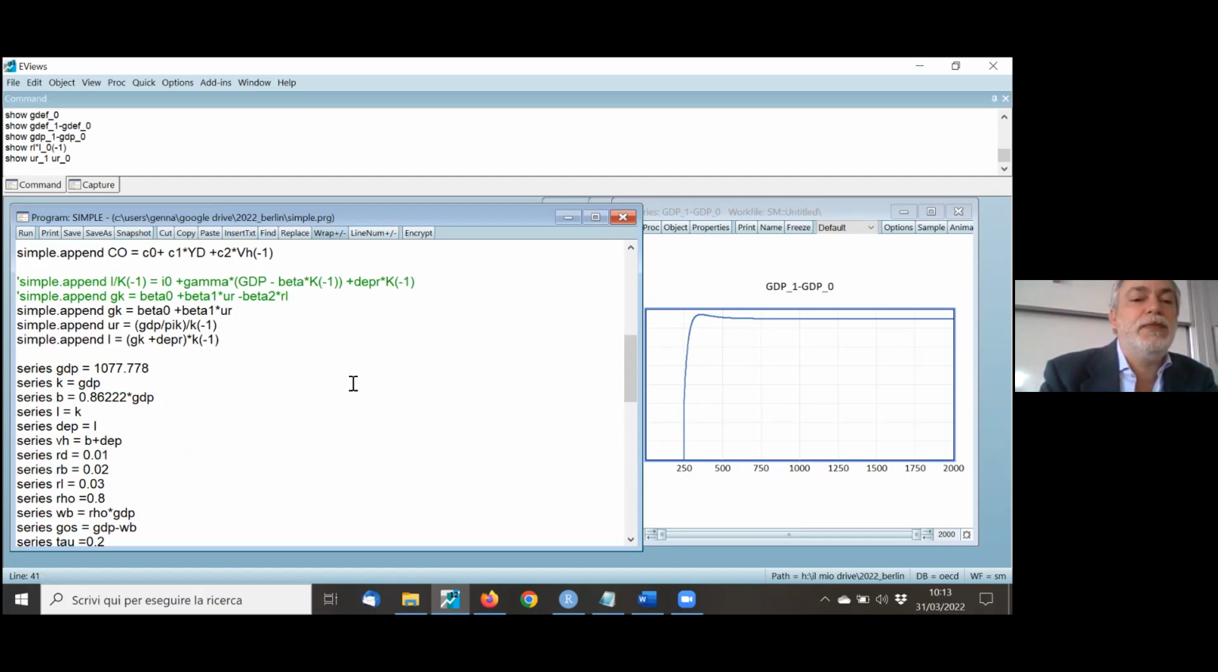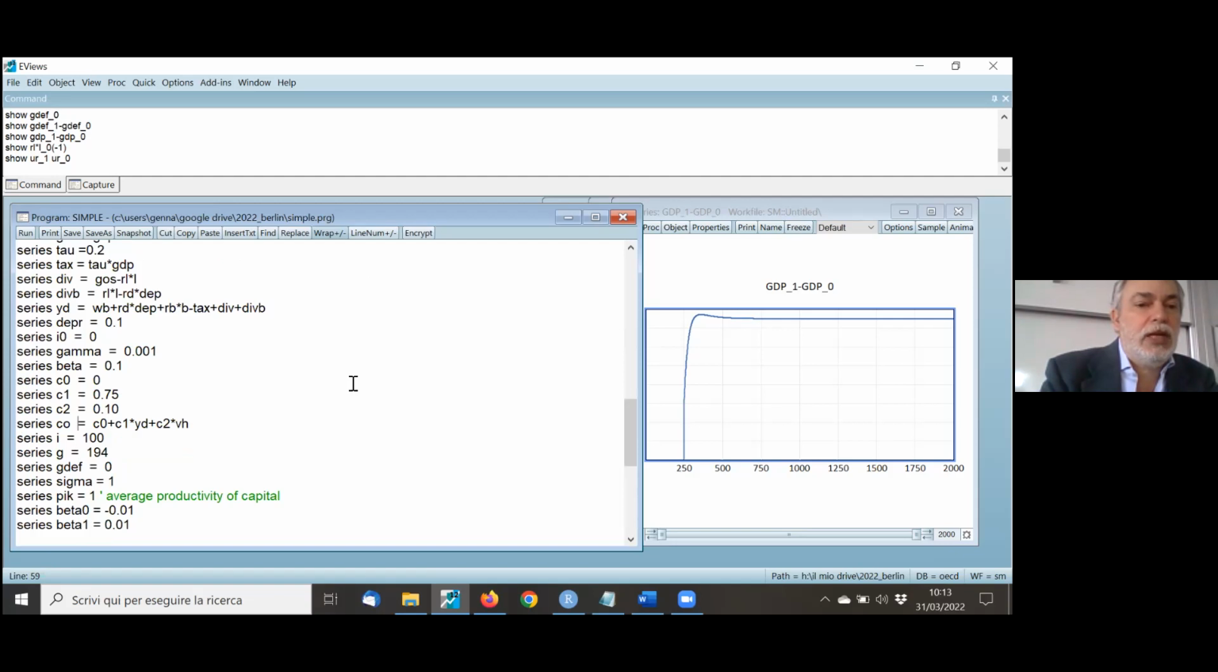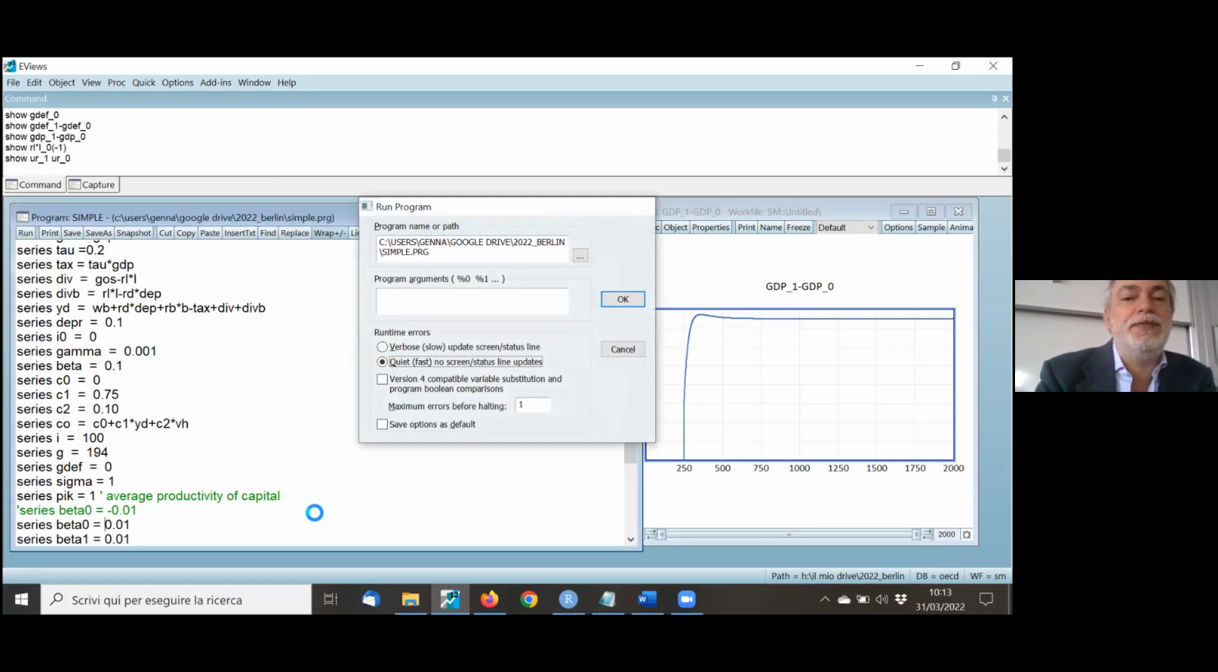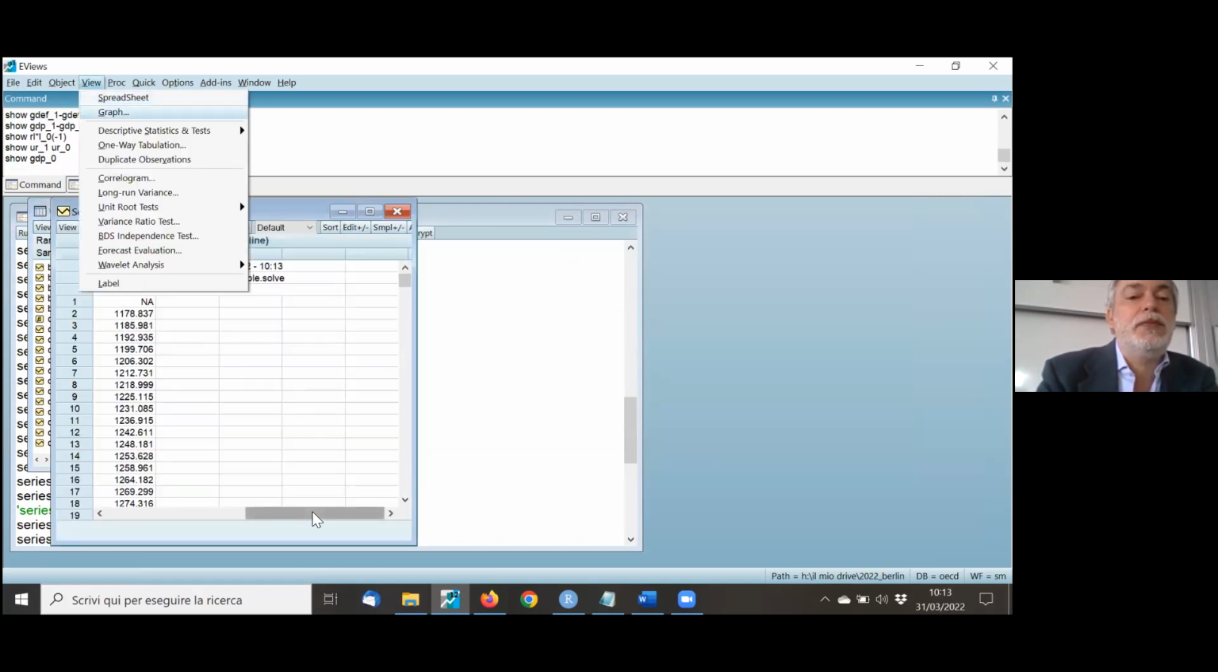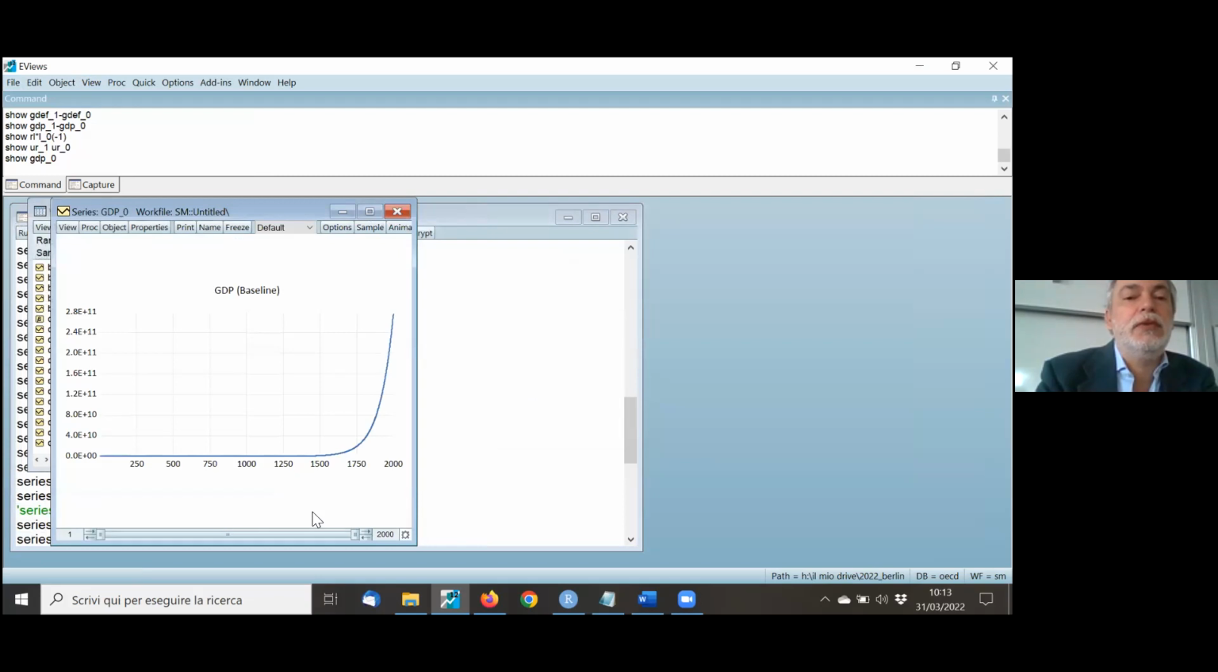So what if now beta 0 is minus 0.001 and it works. So keep the magic number in case something happens, and let's have a positive rate. So now in the beginning, investment will grow. Let's look now at the GDP. Now it will explode. Yes, it is exploding.